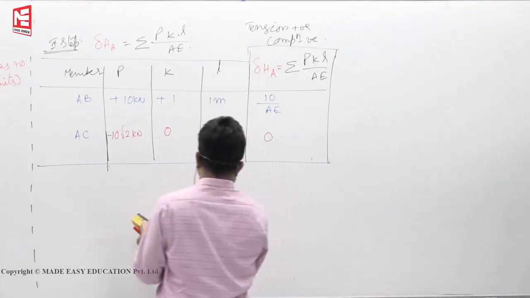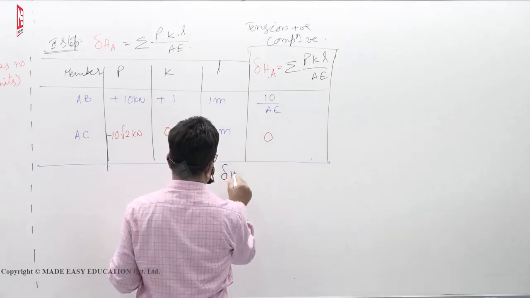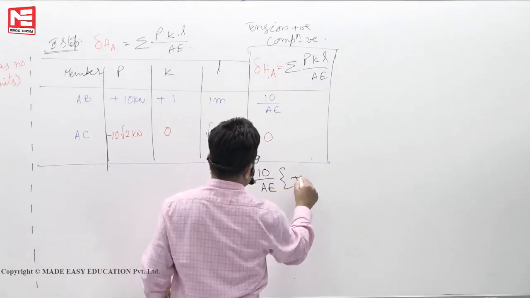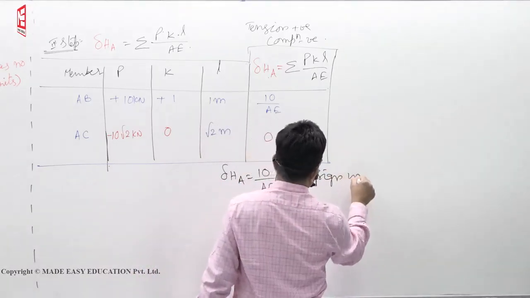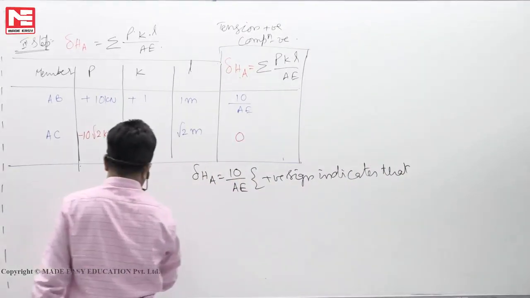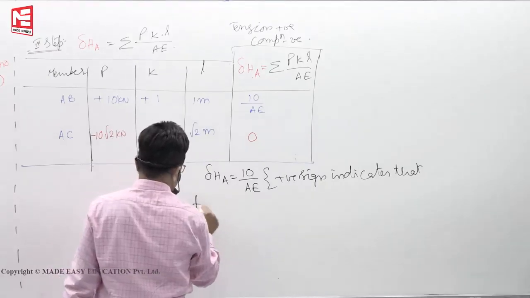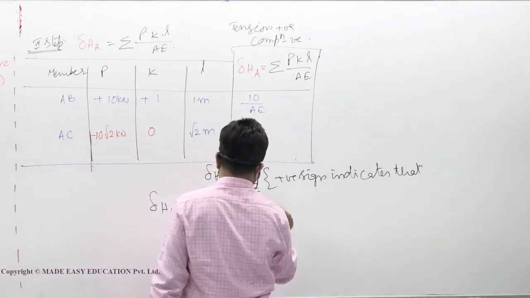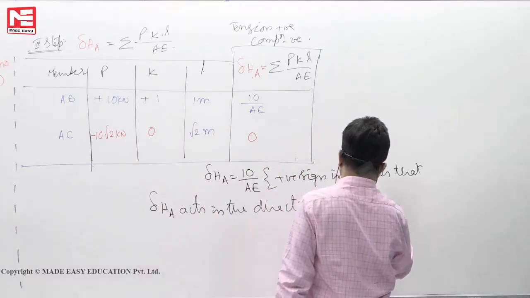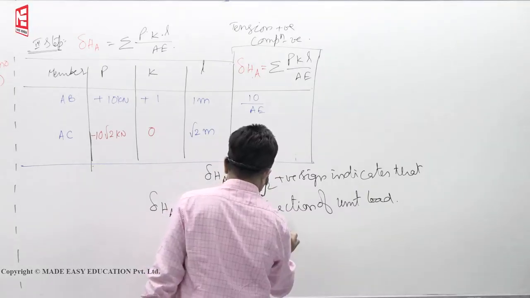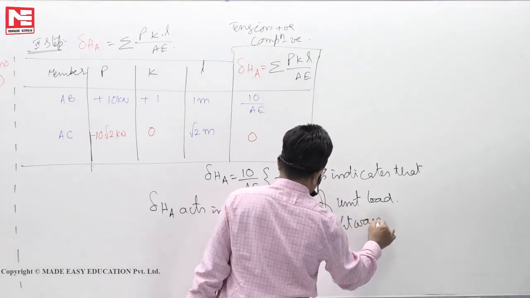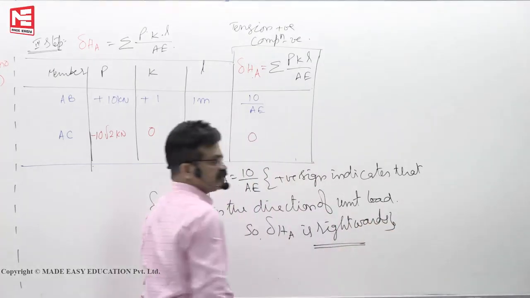Now you see, delta HA, when you sum them up, you will get 10 by AE. Here again, positive sign indicates that delta HA acts in the direction of unit load. So, delta HA is rightwards. Like this it will run.